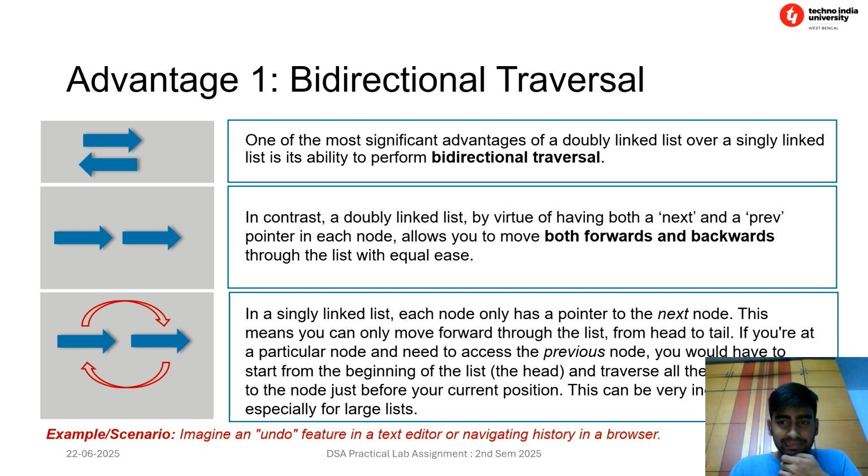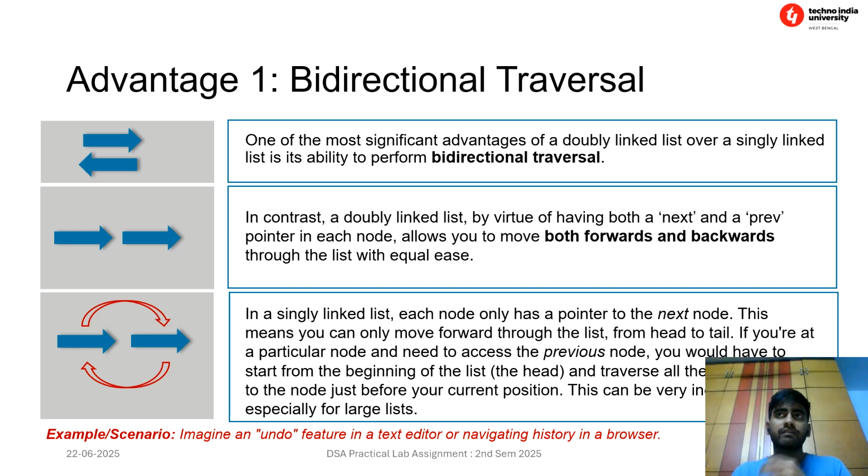Now in my next slide, I start discussing the advantages of a doubly linked list. The first advantage which I can think of is the bidirectional traversal property of a doubly linked list. As I said previously, since in a doubly linked list we have two pointers, the next pointer and the previous pointer in each node, we can go both ways. From any node we can traverse to the next node or its previous node. This was not available to us in a single linked list.